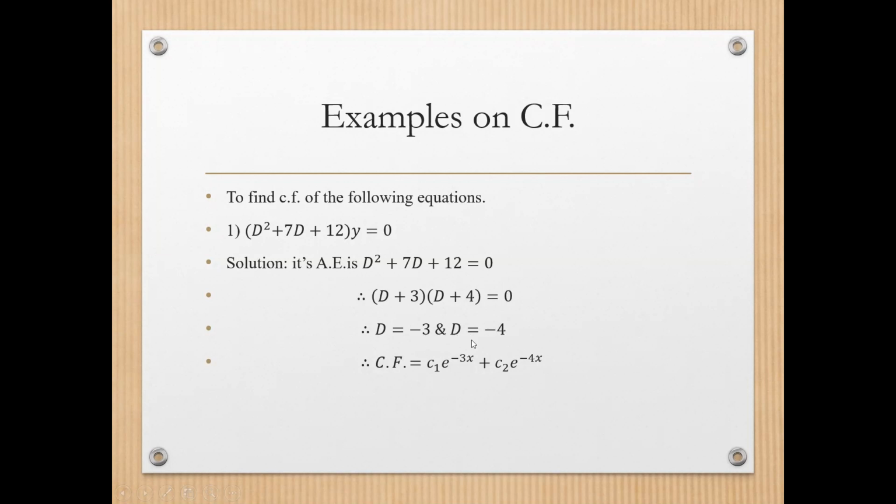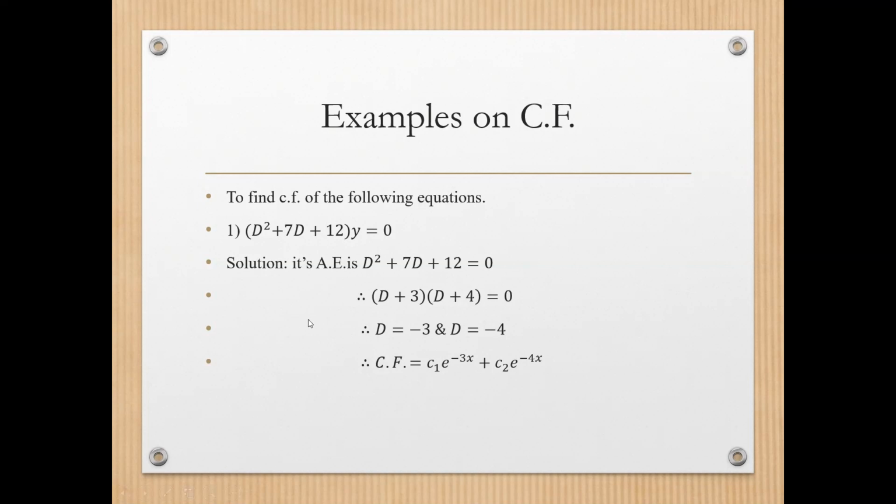So corresponding to this root, we use case number 1. We get a complementary function CF is equal to C1 e raised to -3x plus C2 e raised to -4x. We can write another way as CF is equal to D1 e raised to -3x plus D2 e raised to -4x. We can use any constant. There is no restriction on the constant. Okay, and this is the example number 1.